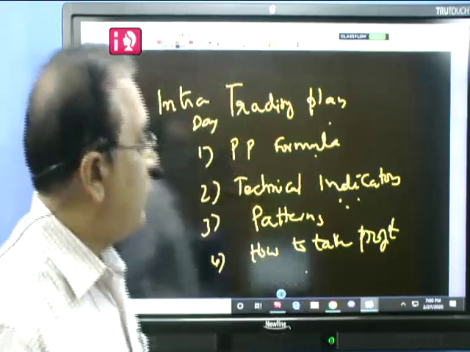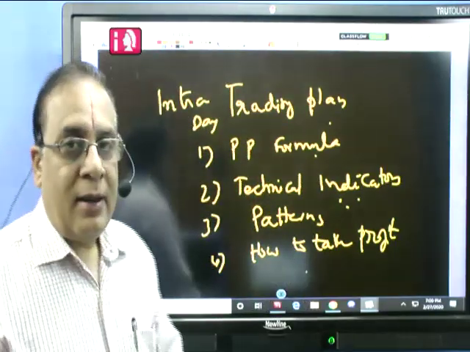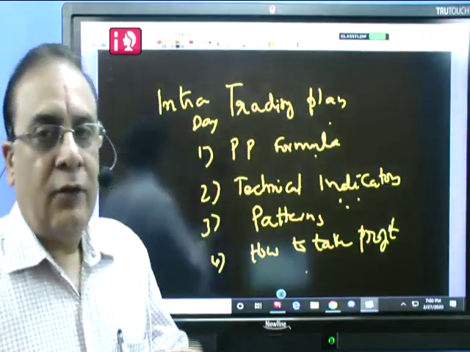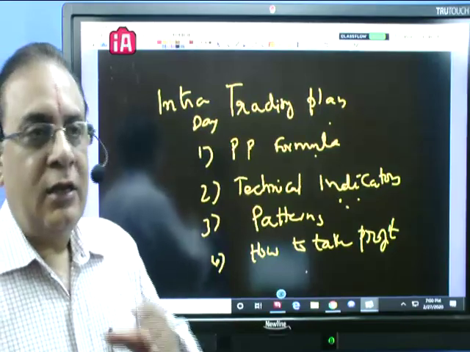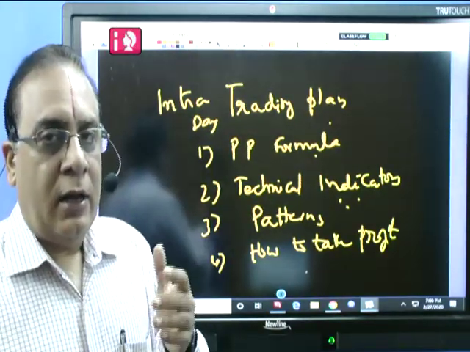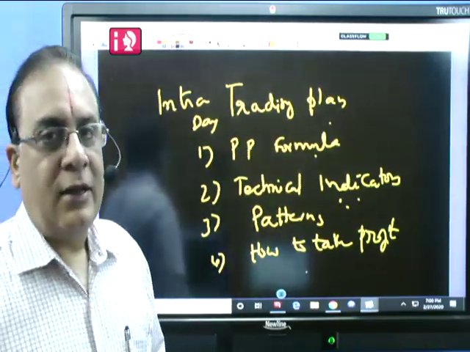Today the discussion is going to be on the intraday trading plan and how to prepare a trading plan in order to implement it, because one is the preparation, then of course the implementation, execution, and then holding steadfast on our plan, because sometimes we can get wary about the plan that we make.